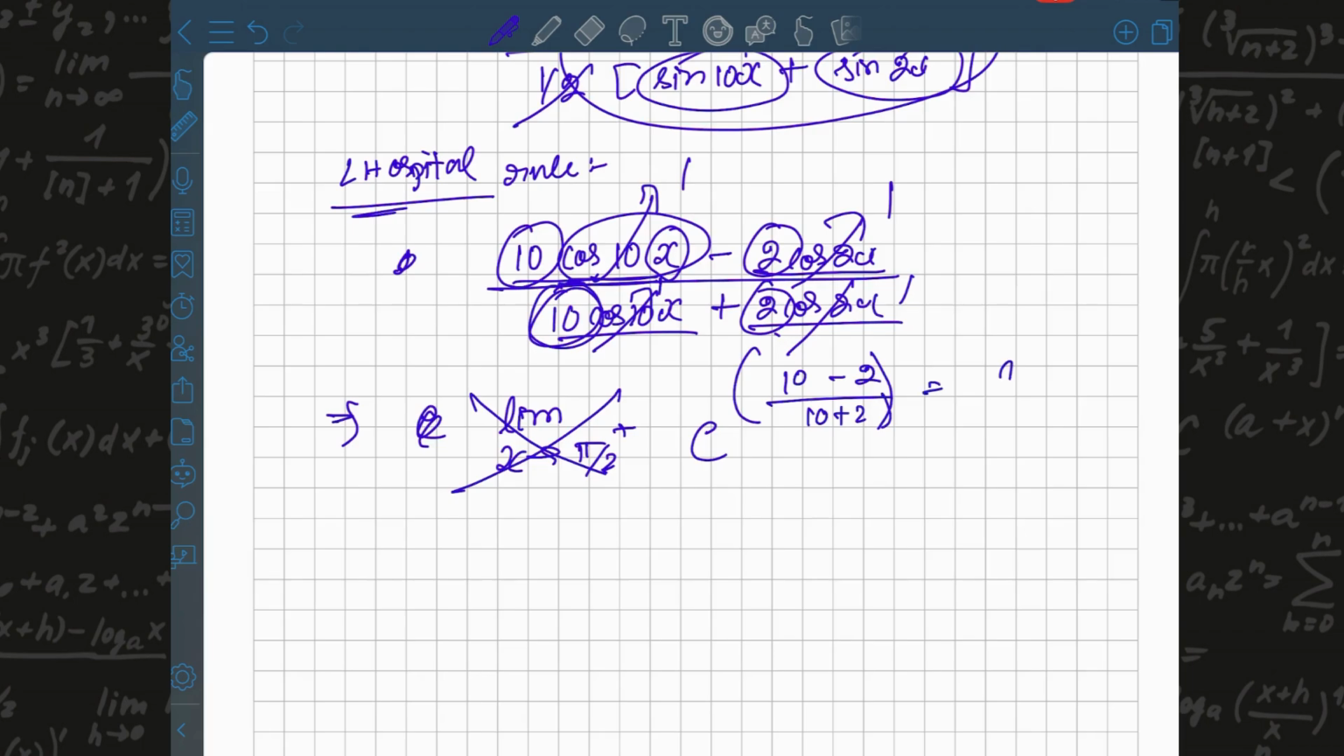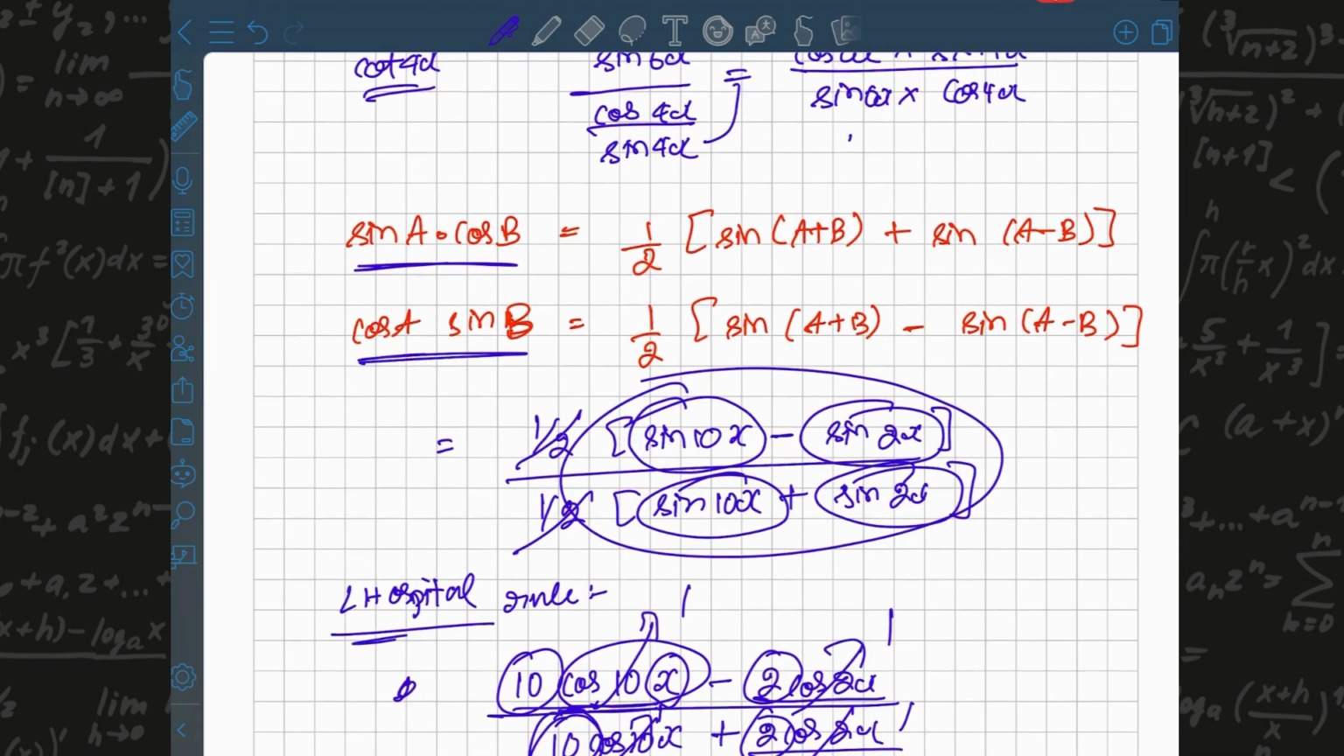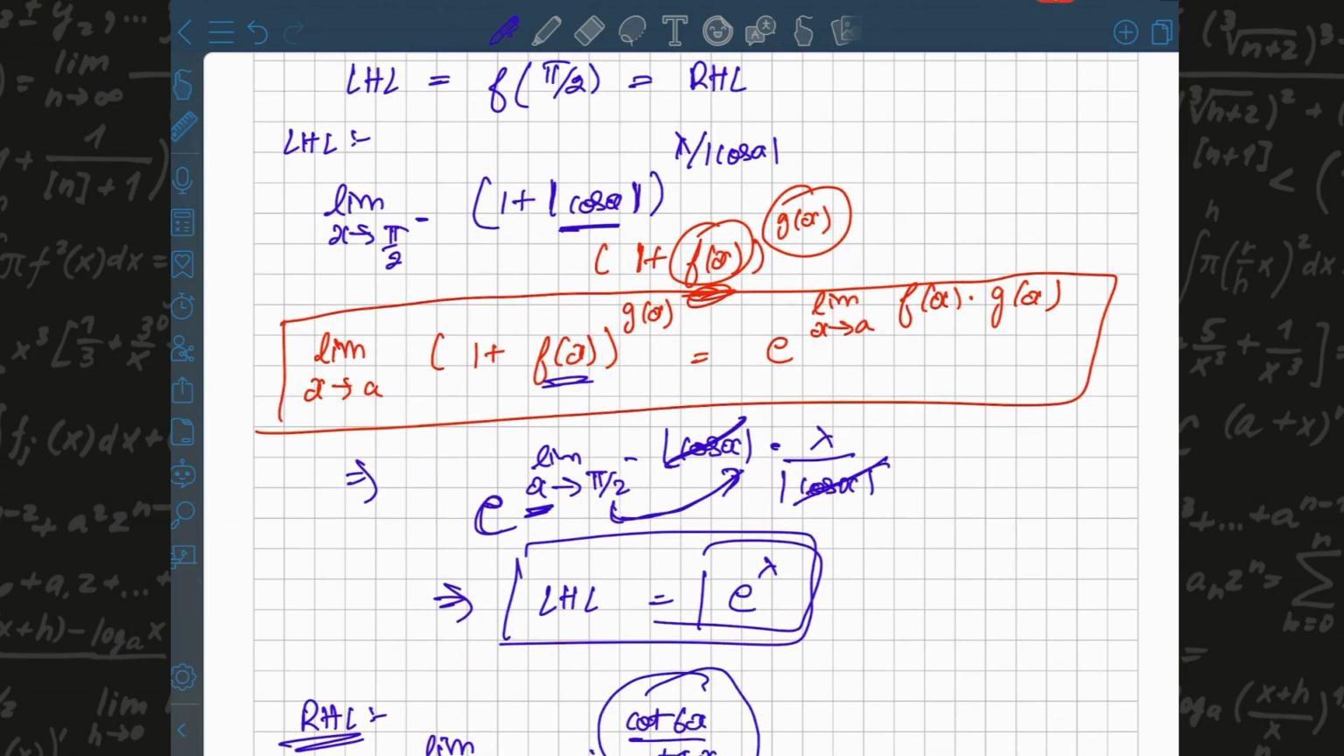Which is nothing but e power 8 by 12, which is nothing but e power 2 by 3. Right? So this is the RHL. RHL equals e power 2 by 3. Sorry for the mistakes, guys, but I hope you guys understood very clearly.